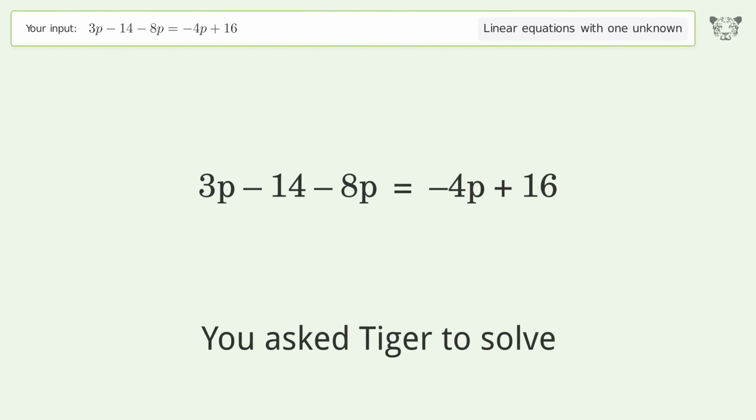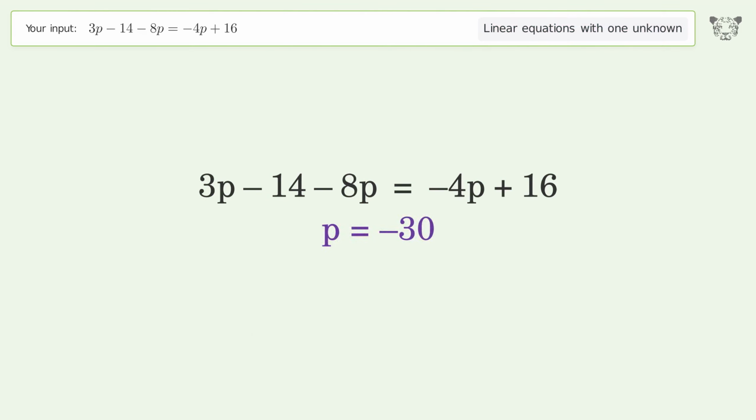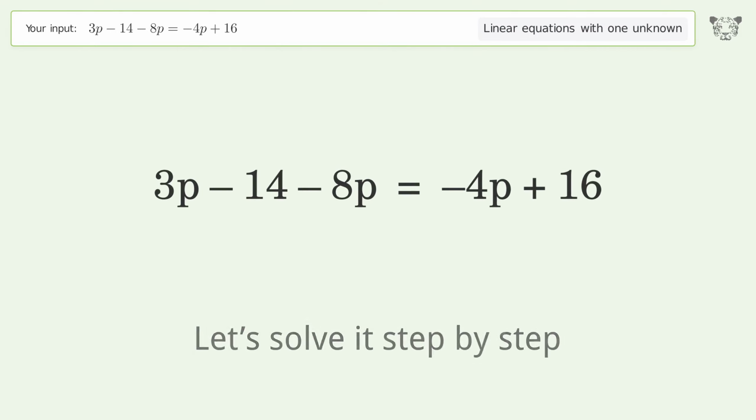You ask Tiger to solve this. This deals with linear equations with one unknown. The final result is p equals -30. Let's solve it step by step.